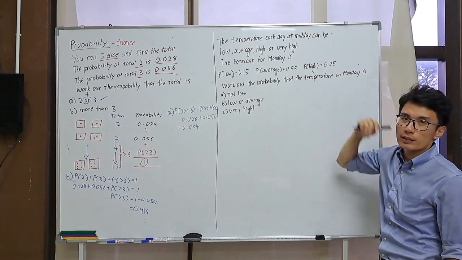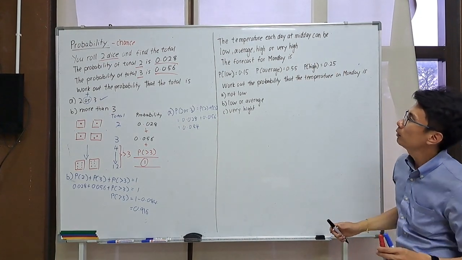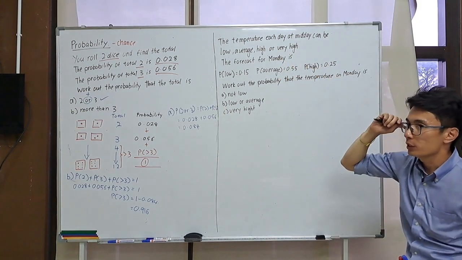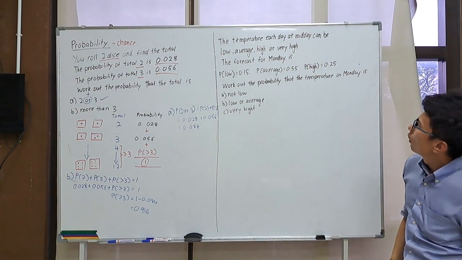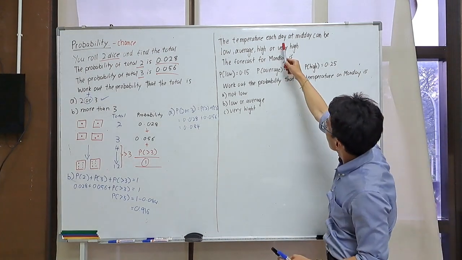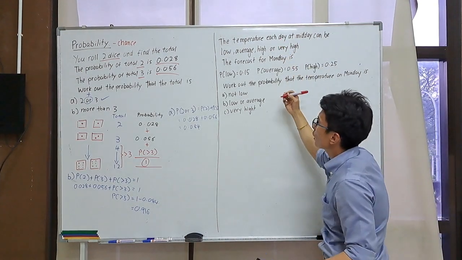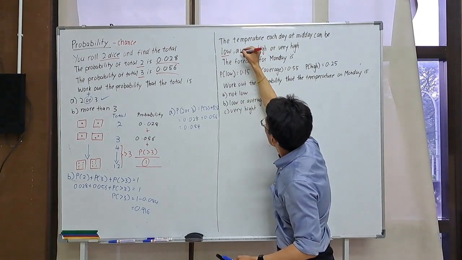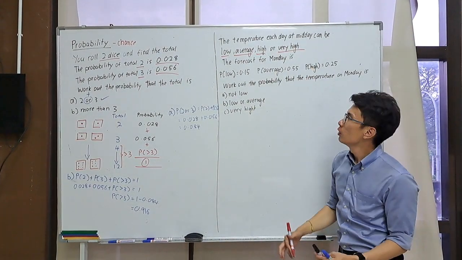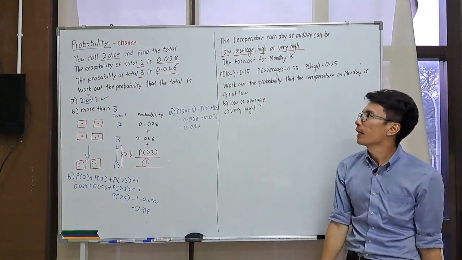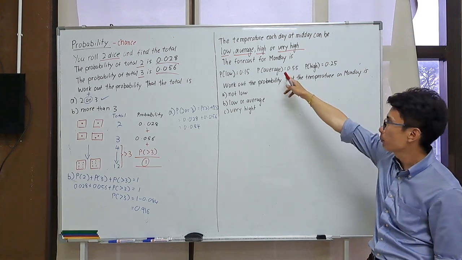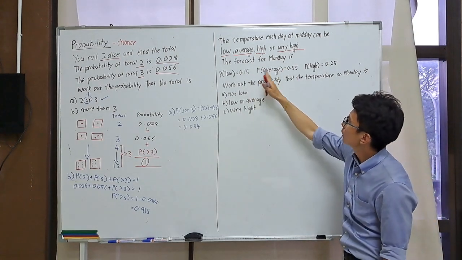Now, let's take a look at the next example. This is another word problem, very similar to the previous one. So let's see how we go through this question. What information do I see here? The temperature each day at midday can be low, average, high, or very high. So these are the four options I have, and the forecast for Monday on this particular day is all this.